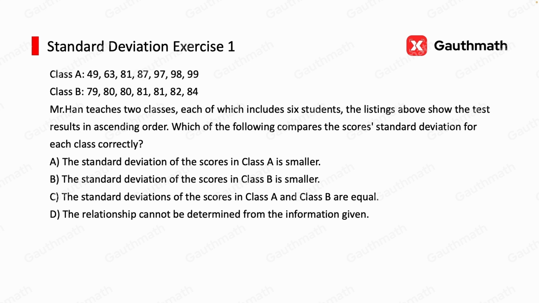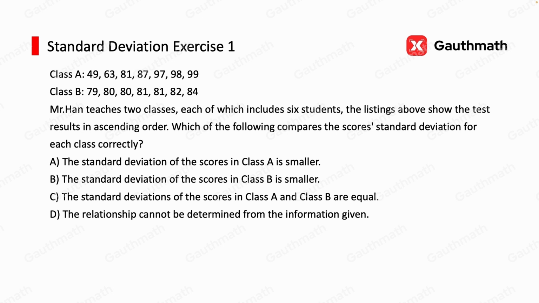Let's take a look at a practice problem. Mr. Han teaches 2 classes, each of which includes 6 students. The listings above show the test results in ascending order. Which of the following compares the score standard deviation for each class correctly?